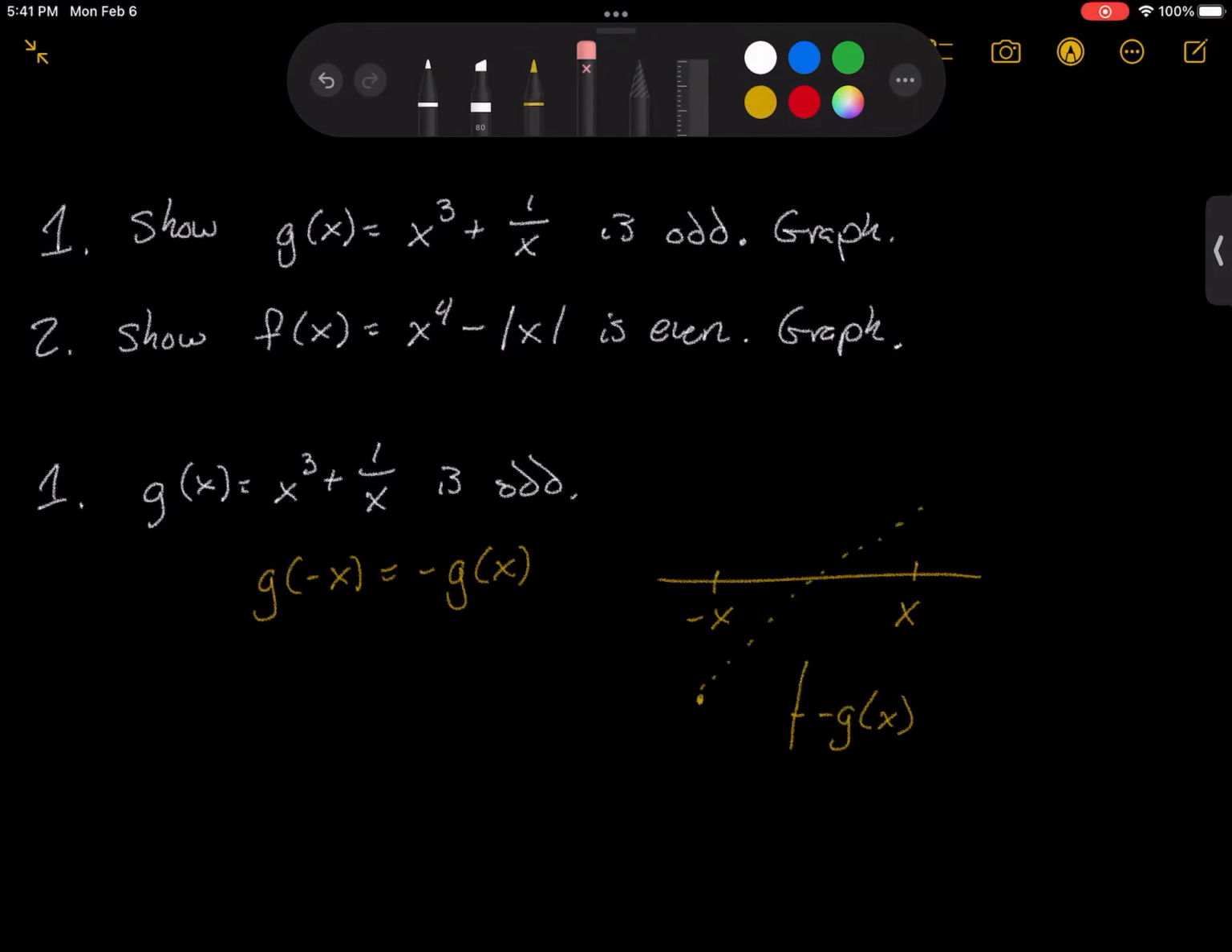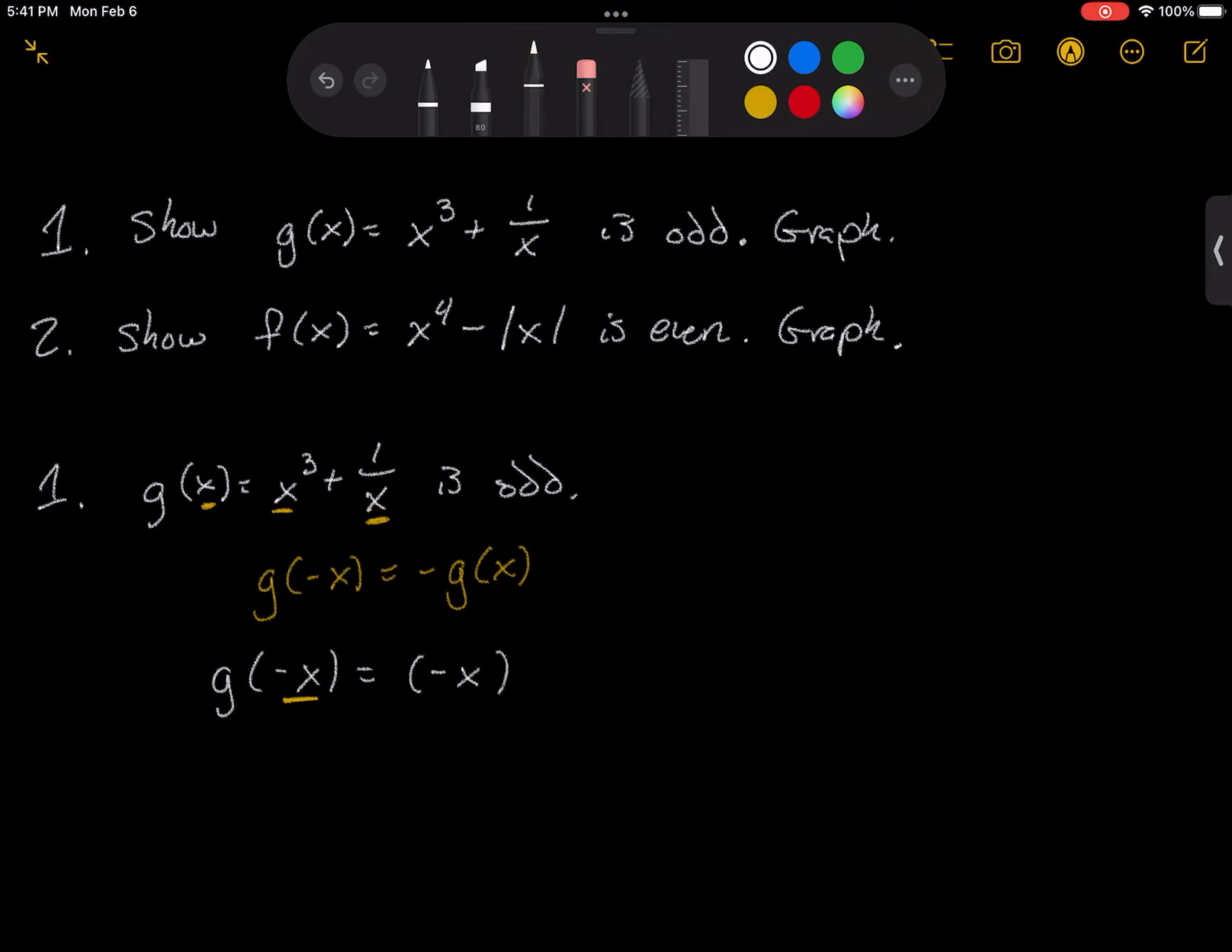So before we graph it, let's show algebraically that this is an odd function by showing that the definition is met. So let's start with g of minus x. If g does this to the x values, then it will do the same thing to minus x. It will take its input, which in this case is minus x, it'll cube it, and it'll add 1 over the input, minus x. Right, that's just my function g evaluated at minus x, and then hopefully we end up with our right-hand side, minus g of x.